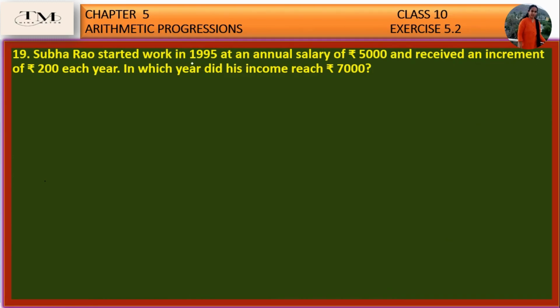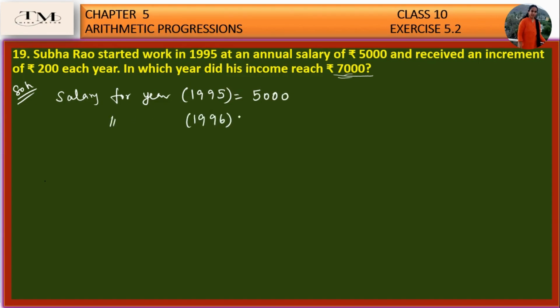Subbarao started work in 1995 at an annual salary of rupees 5,000 and received an increment of rupees 200 each year. In which year did his income reach 7,000? So, what is given? So, it is salary. So, salary for the year 1995 is 5,000.